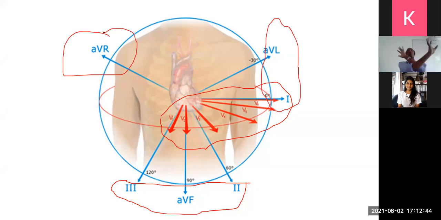Okay. So V1 to V6 are windows or leads which look from the anterior surface of the heart. 2, 3 and AVF look from the inferior surface of the heart. 1 and AVL look from the left side. AVR looks from the right side. So this is how your leads are designed or located in the heart. Oriented is another word that we can use. So that is quite important.